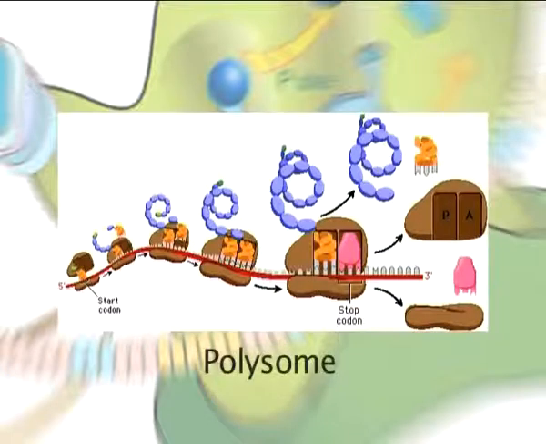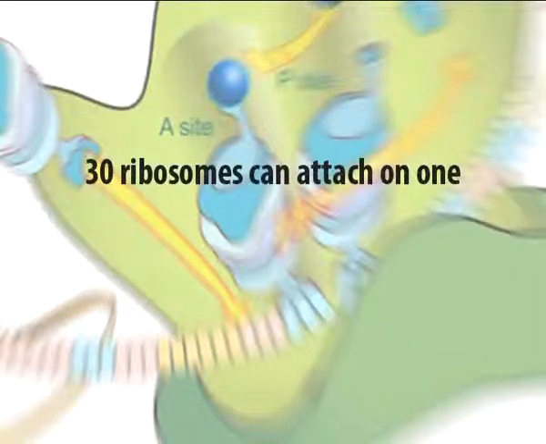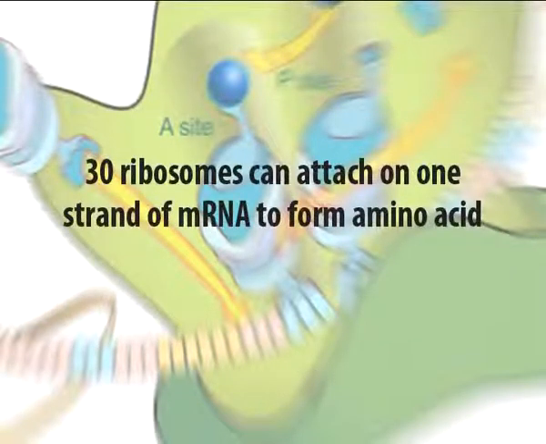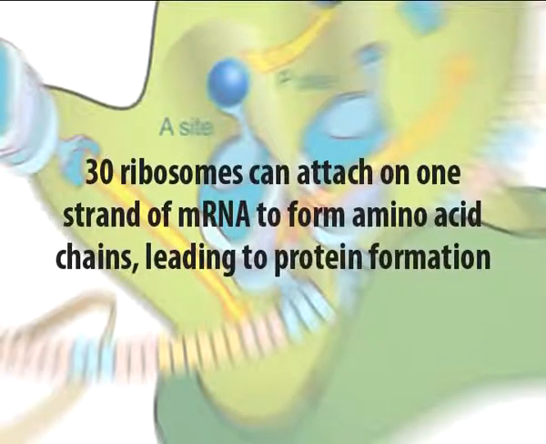During protein synthesis, ribosomes line up along the mRNA and form a polysome, also called a polyribosome. The mRNA is aligned in the gap between the two ribosomal subunits. It is possible that the nascent peptide chain grows through a channel or groove in the large ribosomal subunit. Up to 30 ribosomes can attach to one strand of mRNA to form amino acid chains, thus leading to protein formation.